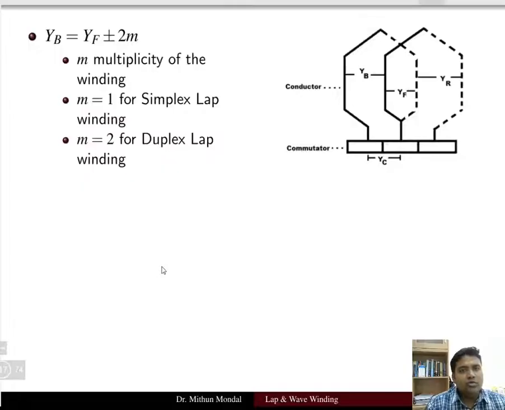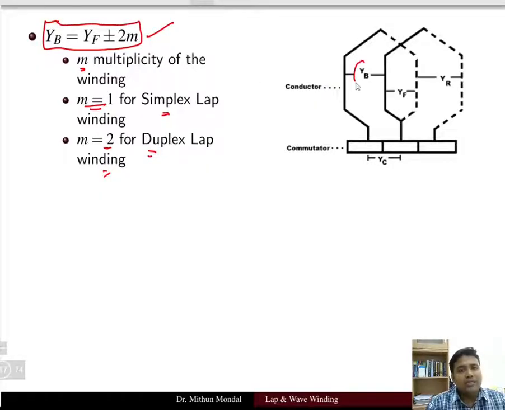So let us describe them. Then the back pitch is equal to the front pitch plus minus 2m, where m is the multiplicity of the winding. So if you have m equal to 1, then it is a simplex lap winding. If you have m equal to 2, then it is known as duplex lap winding. Then in that case, the back pitch is equal to front pitch plus minus 2m.